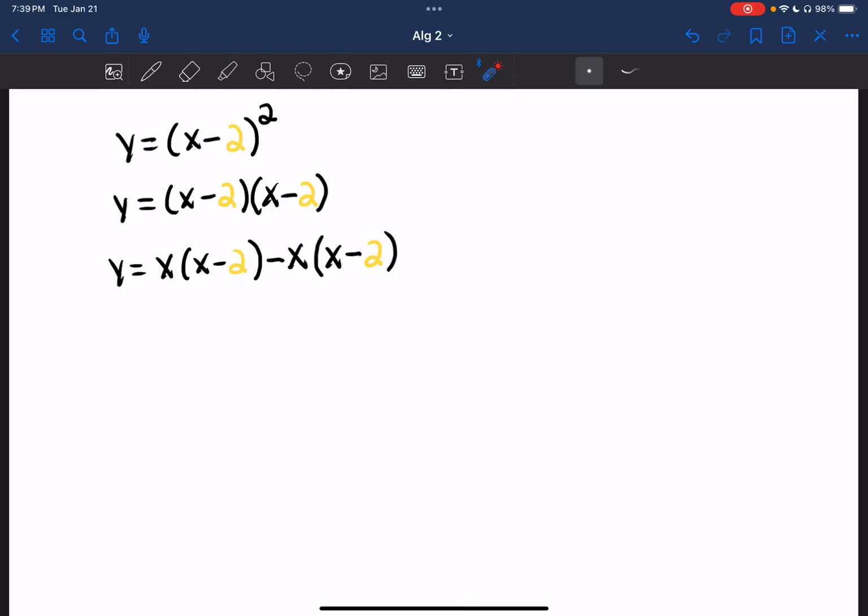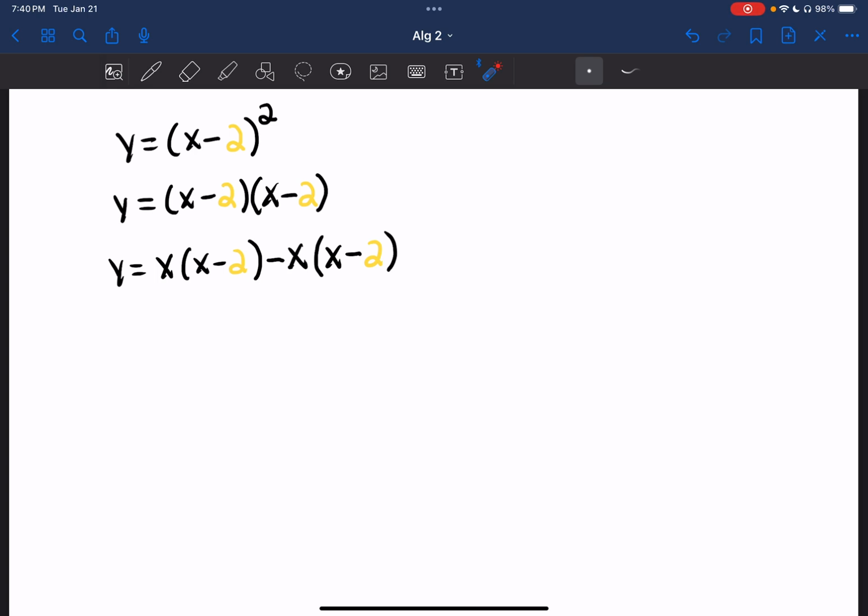The first thing that we notice is because this is squared, anything squared is being multiplied by itself. If you have 3 squared, that's 3 times 3. It's the same thing with expressions. If we have (x minus 2) squared, we can rewrite that as (x minus 2) times (x minus 2).